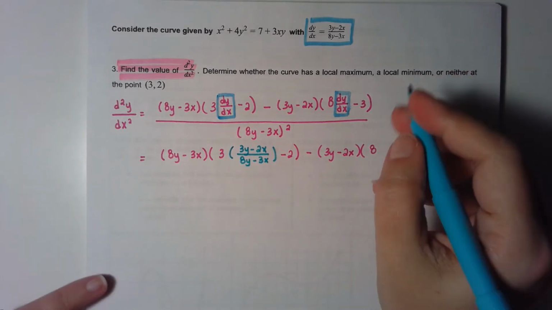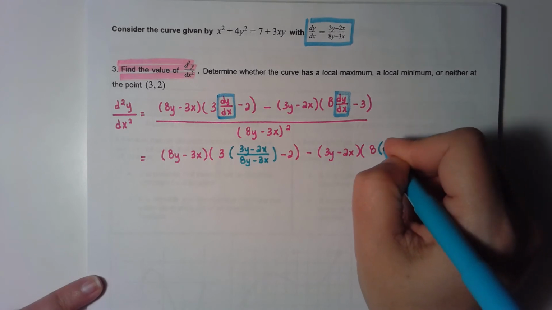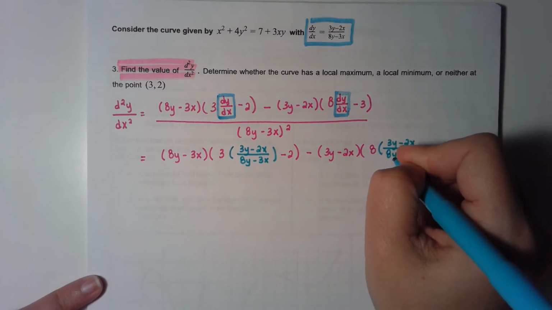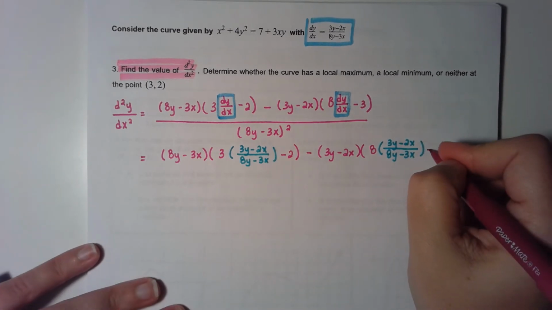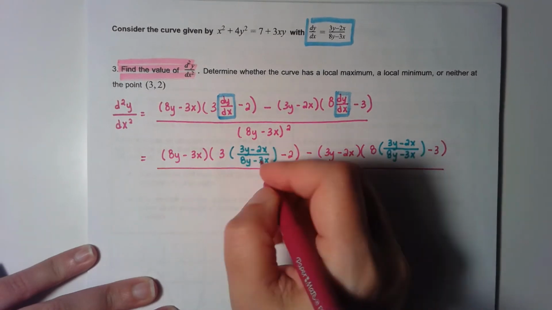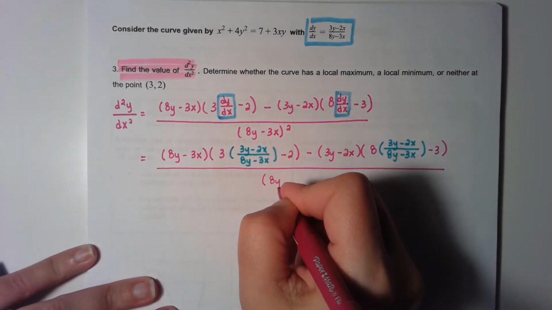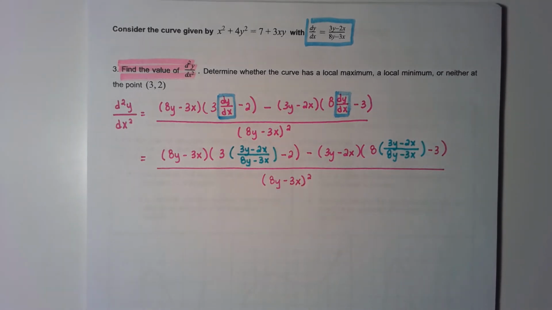Now I'm going to substitute that in. So I'm going to have 3y minus 2x over 8y minus 3x, minus 3, all over the 8y minus 3x squared. Okay, so step 1 is done. I found the second derivative.